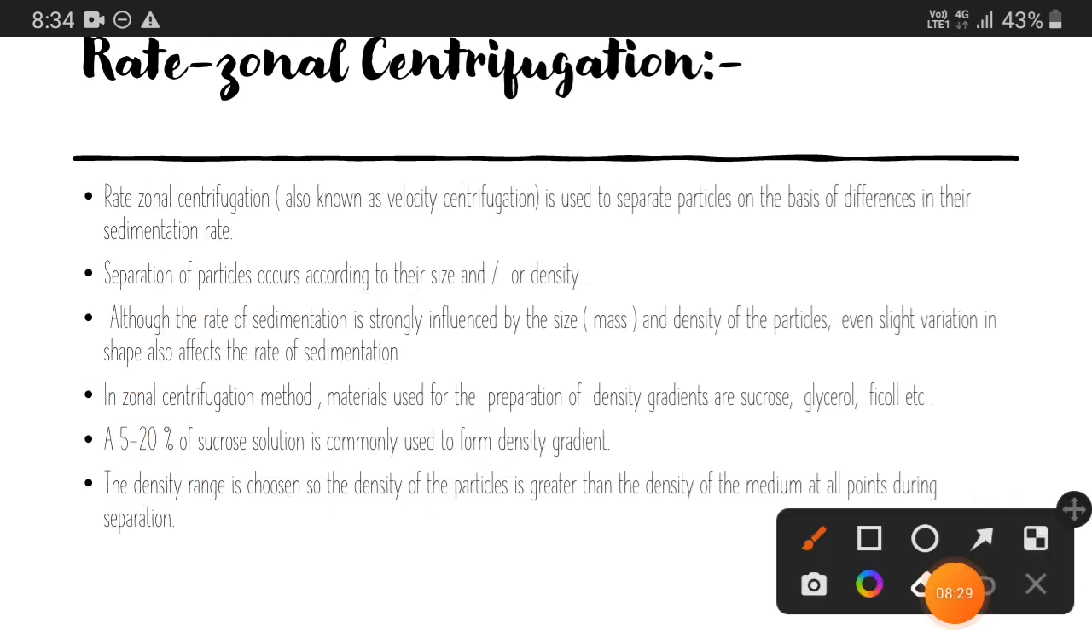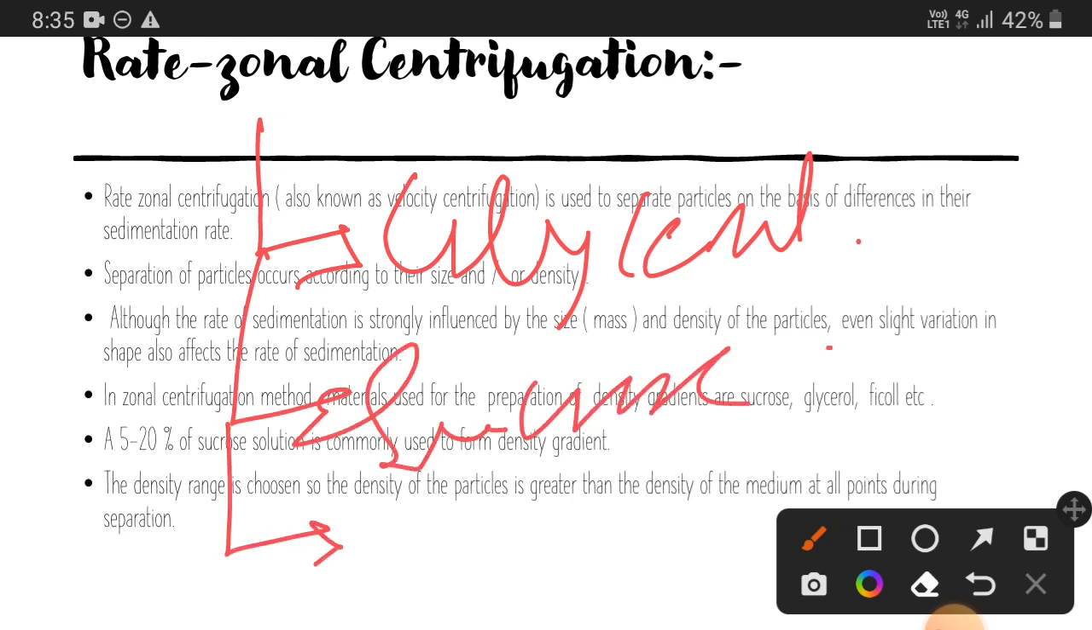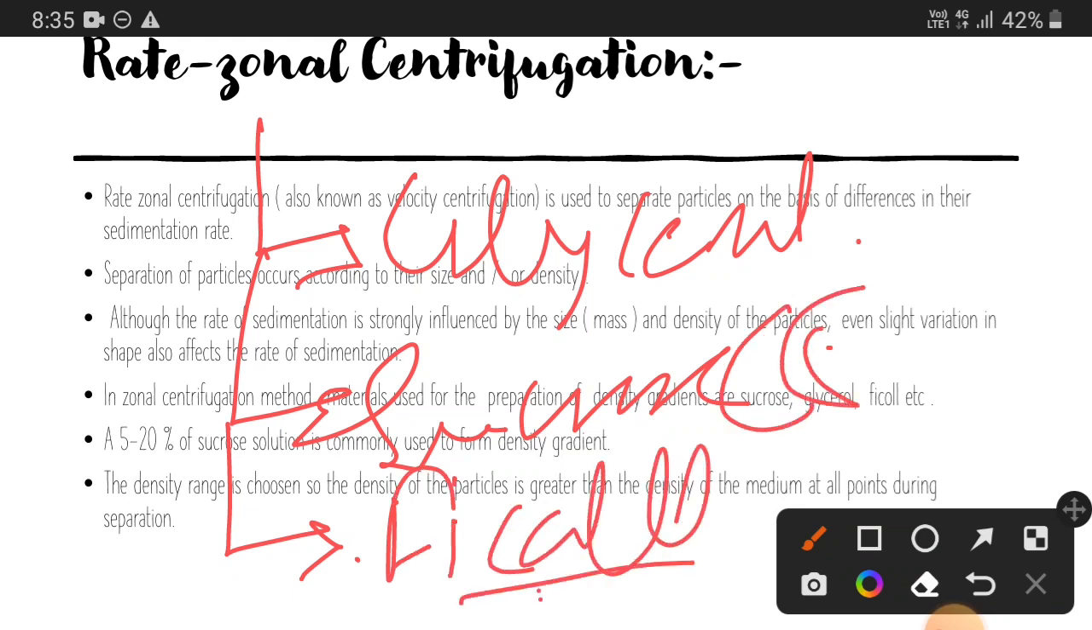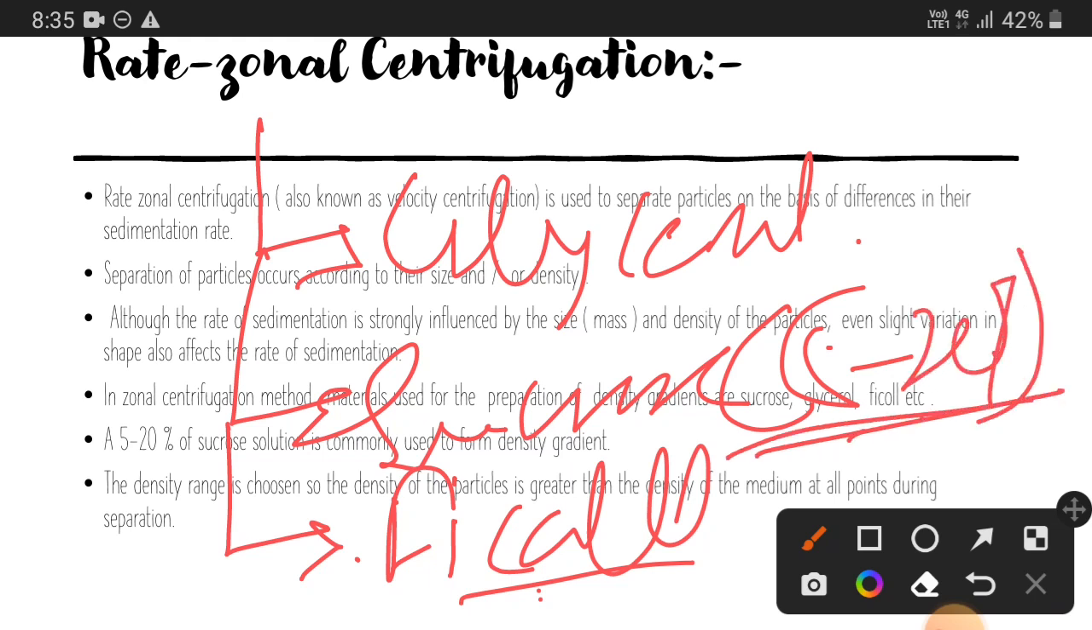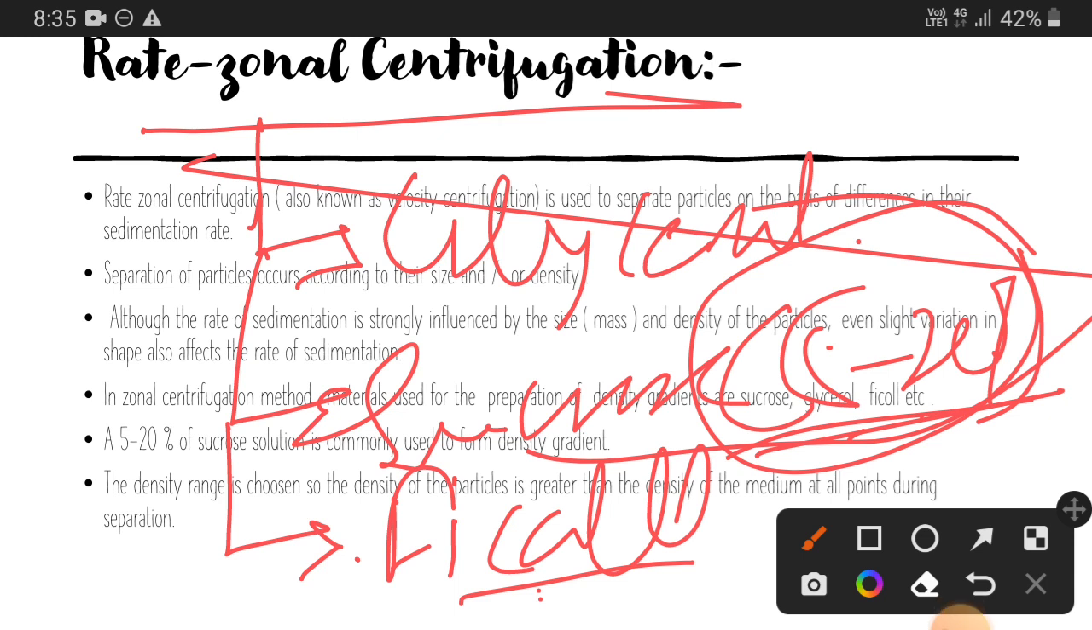Now the thing is, what kind of gradient is used here and how the gradient is produced in case of rate zonal centrifugation. The materials commonly used for rate zonal centrifugation gradient production are glycerol, sucrose, and the third one is Ficoll. For sucrose the concentration is 5 to 20%. Remember, in most cases 5 to 20% sucrose concentration is used for rate zonal centrifugation. This is also important for the MCQ part, okay?